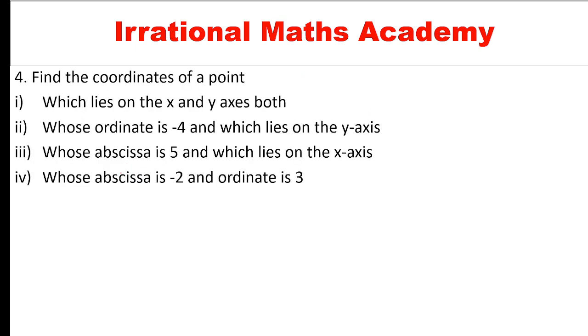Next. Find the coordinates. They are asking to find the coordinates. Coordinates will always be in the form of x coordinate first and y coordinate second. So find the coordinates of a point. First part, let's see here. It says which lies on the x-axis and y-axis both. If I draw this one here, which lies on the x-axis and y-axis both is what? Origin. So what is the origin's coordinate? 0 comma 0. So what is the answer here? 0 comma 0.